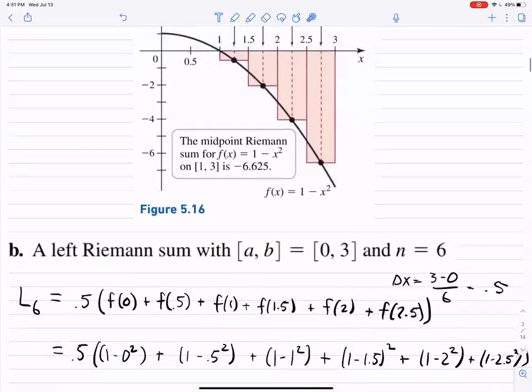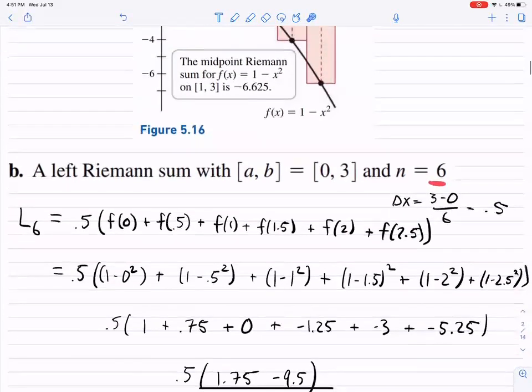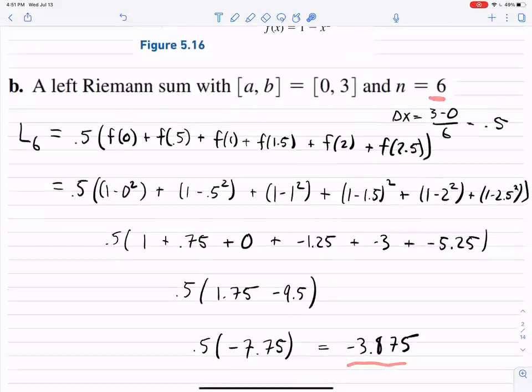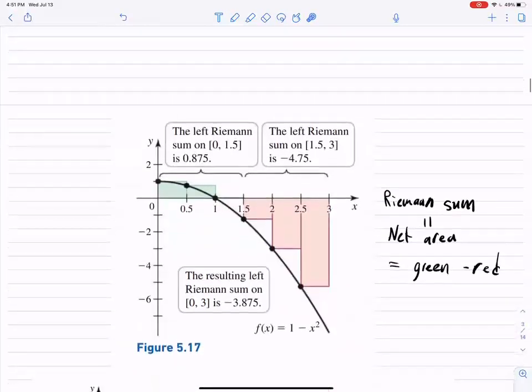Then if you do the left Riemann sum with the same points, so it would be 0, 0.5, 1, 1.5, 2, and 2.5 with 6 intervals, and plug it all in, you get negative 3.875. And again, this is what the picture looks like. Now when we do the left endpoints, it's that green one: 0, negative, negative, negative. So what the Riemann sum is, is the net area. It's the positive area subtracted by the negative area. It tells you the net area between this curve and the x-axis between those bounds. That's what a Riemann sum tells us.